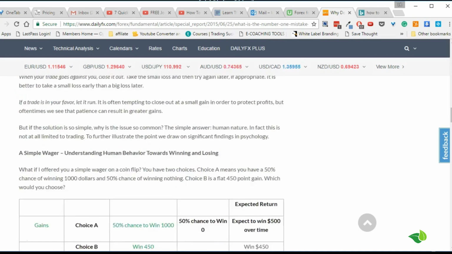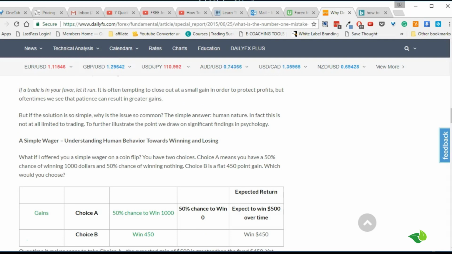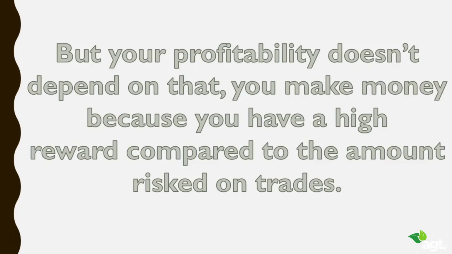And if a trade is in your favor, let it run. So this sounds very, very simple. But it's not simple, and the reason is human nature. So going back to what I was saying before, the reason you will make money in trading is because you have trades that have a high reward compared to the amount you risk, and that is the key indicator that will determine if you are a profitable trader.